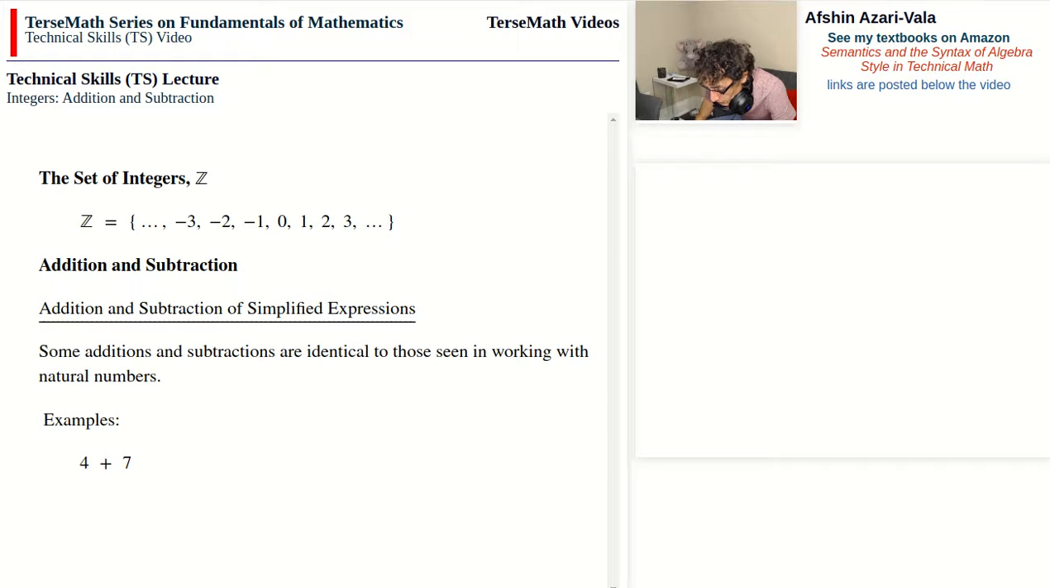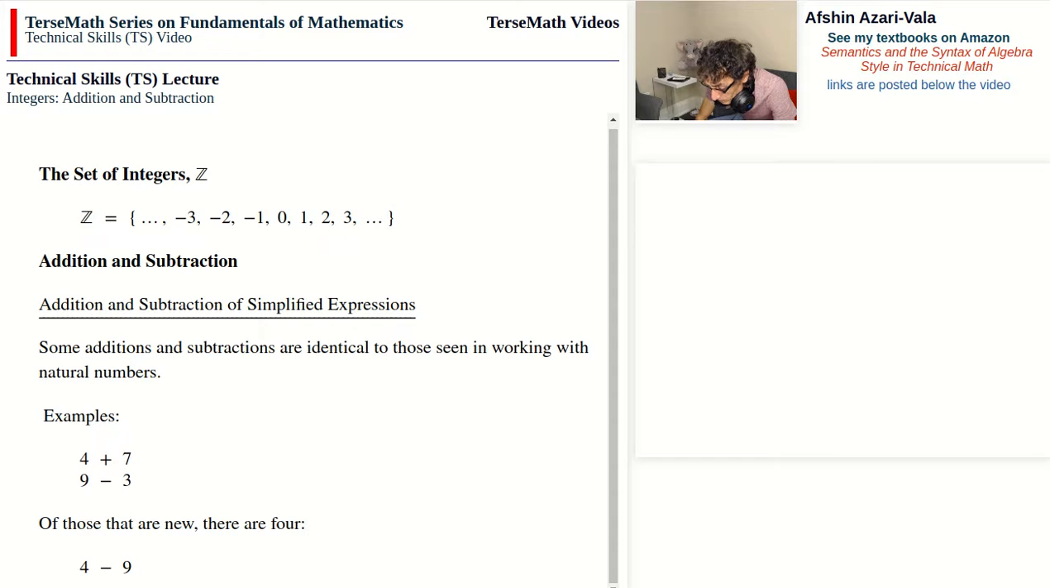For example, the addition 4 plus 7, where we have positive 4 being added to positive 7, is something that we've seen before with natural numbers. Also, the subtraction 9 minus 3 is something that we have already seen with natural numbers. With the introduction of integers, new cases come up, and there are 4 of these.